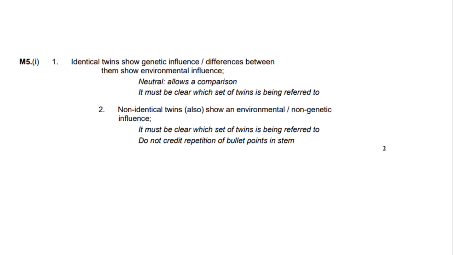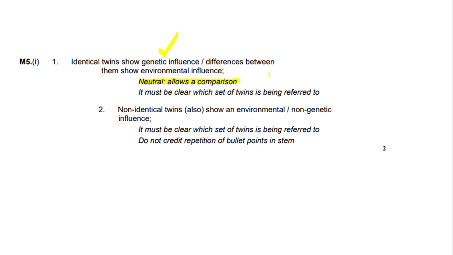So let's look at the mark scheme. The first marking point: identical twins show genetic influence / differences between them show environmental influence. So you can put either one of these to get the mark. It says neutral allows a comparison, so it's technically right, but it isn't really specific enough to the question. And also it says it must be clear which set of twins is being referred to. So you can't just put twins in your answer, you need to refer to identical or non-identical twins, so that the examiner is clear on what you have written.